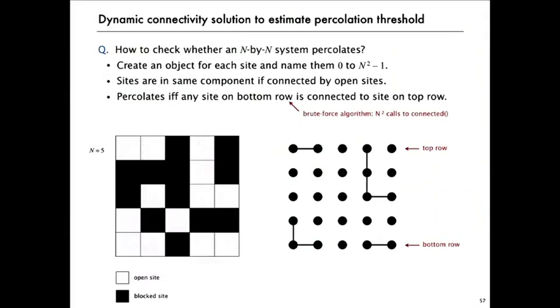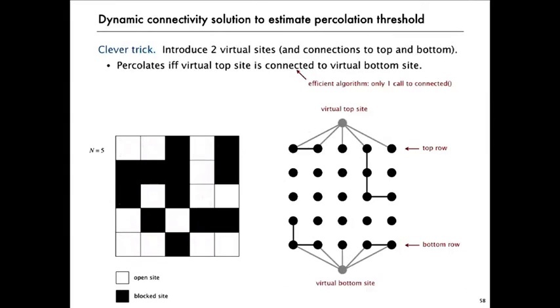doing. Now, you might say, well, what we want to do is check whether any site in the bottom row is connected to any site in the top row and use union find for that. The problem with that is that it would be a brute force algorithm, quadratic right on the face of it, because it would have n squared calls to find to check whether they're connected for each site on the top, not to mention each site on the bottom. Much too slow. Instead, what we do is create a virtual site on the top and on the bottom, and then when we want to know whether this system percolates, we just check whether the virtual top site is connected to the virtual bottom site.